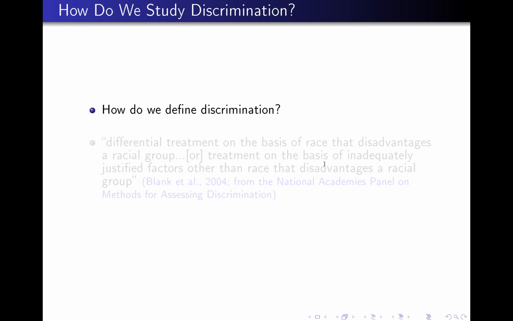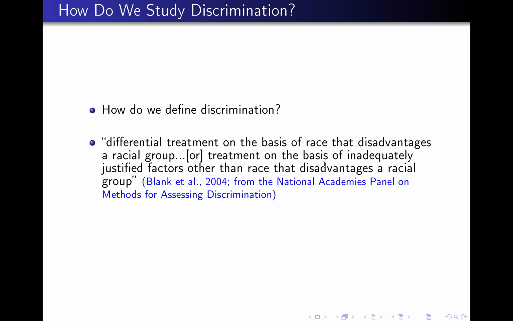So first, we really need to define discrimination, so we're operating on the same level here. In 2004, the National Academies brought together a panel on methods for assessing discrimination, and they came up with this definition: differential treatment on the basis of race, in this example they were focusing on race, that disadvantages a racial group. We can ignore the second part for now, but the first part is the key, that we have three parts that we essentially have to satisfy.